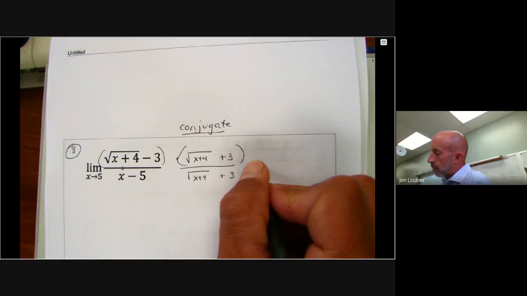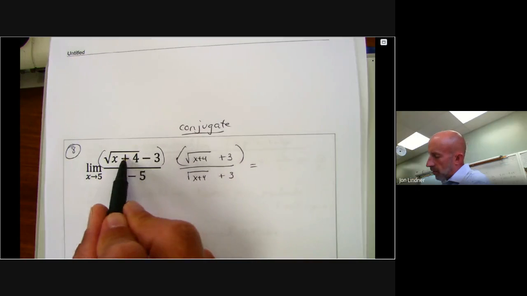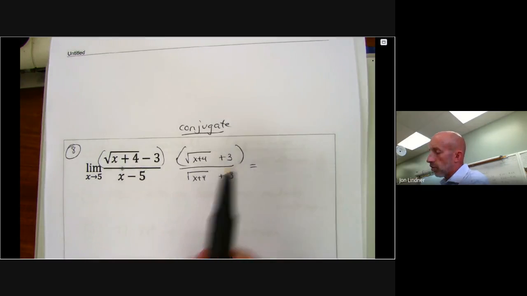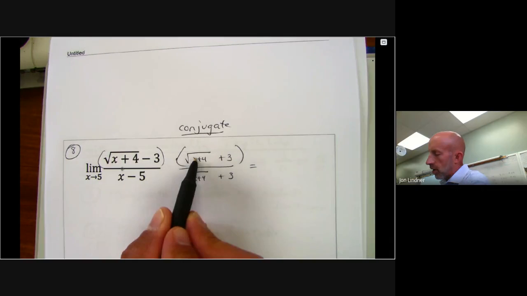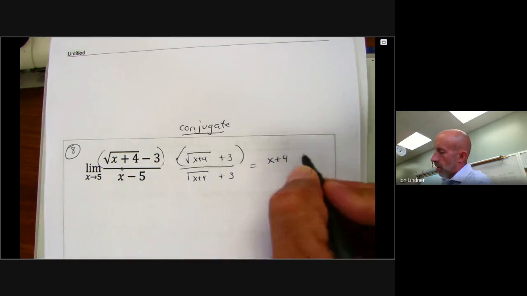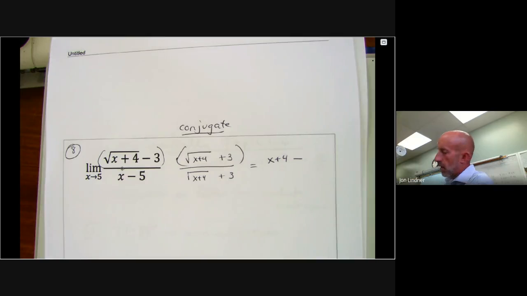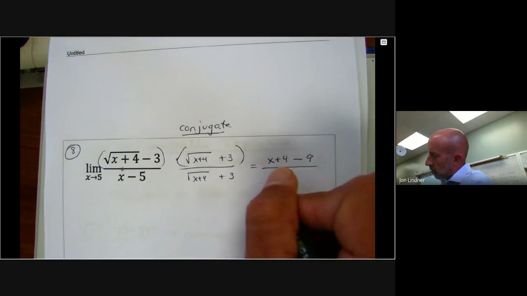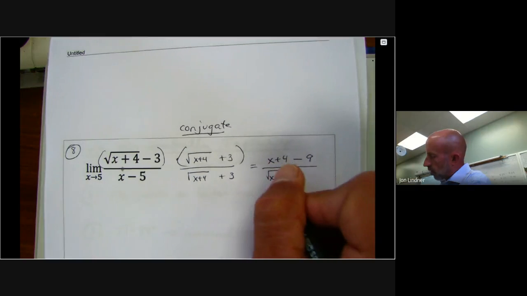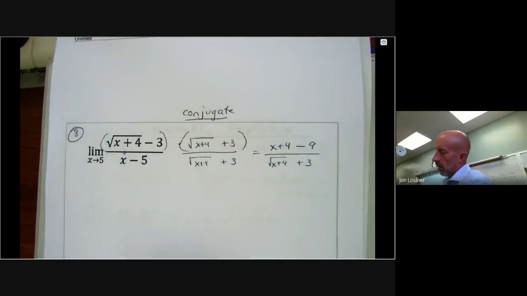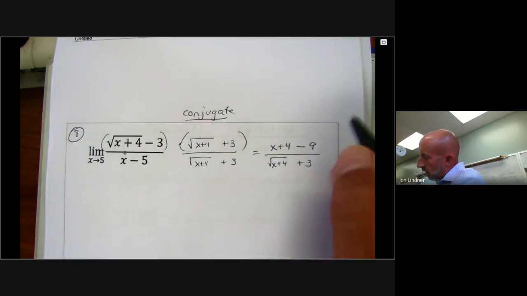So on top here, I have this thing minus 3, and I have this thing plus 3. I can do it just like a difference of 2 squares. The square root of x plus 4 times the square root of x plus 4 is x plus 4. Then I can put a minus sign, and 3 times 3 is 9. And look at that. That square root has went away. For the time being, we're going to leave the bottom alone as the square root of x plus 4 plus 3. Just leave that alone for right now. And that is being multiplied, remember, by the x minus 5.